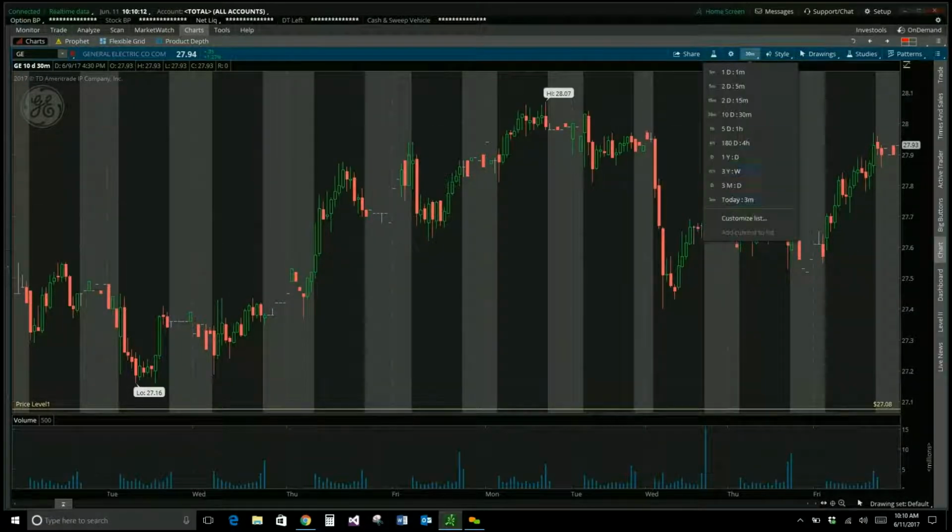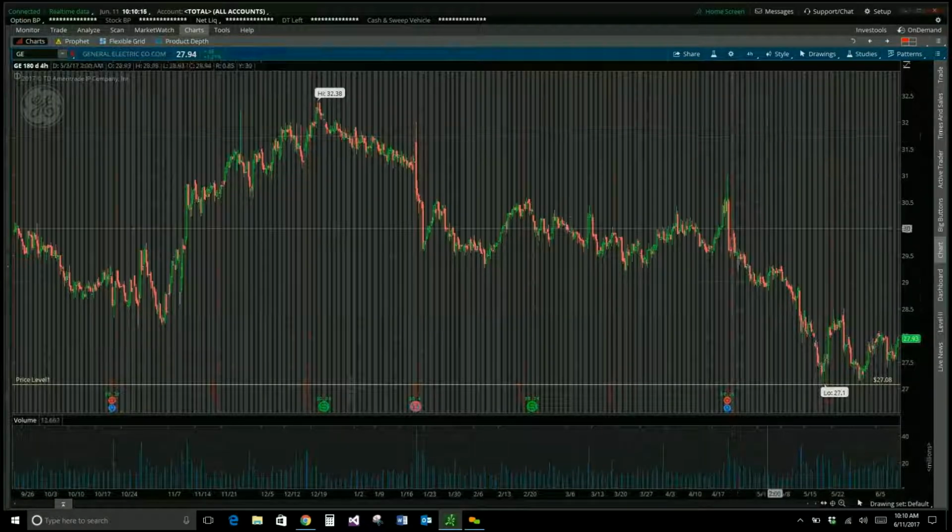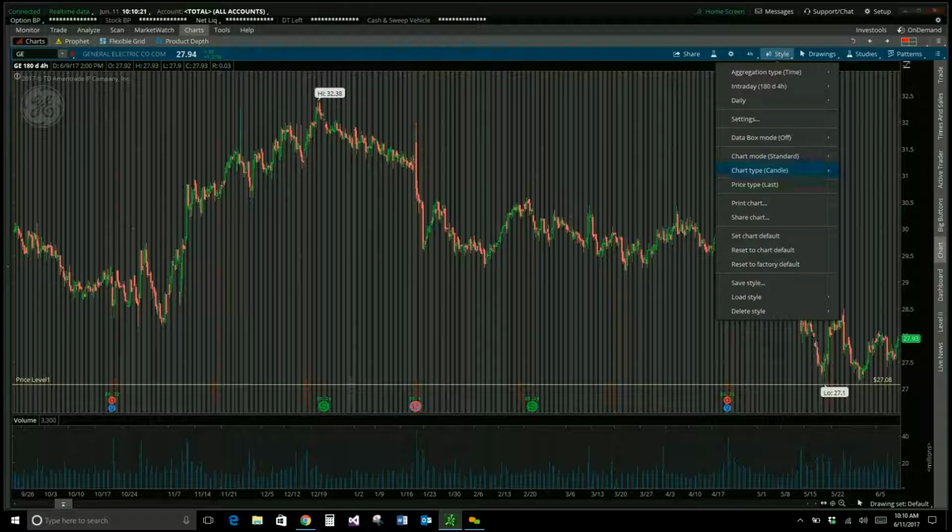Now, let's say you were day trading this. Let's go maybe to the 4-hour chart and plot some support and resistance areas.